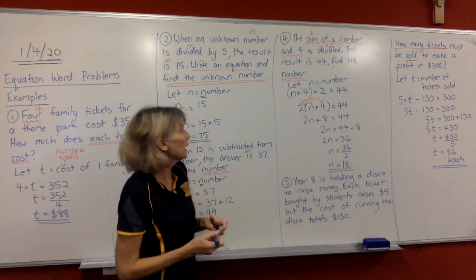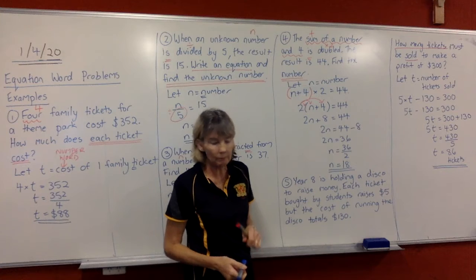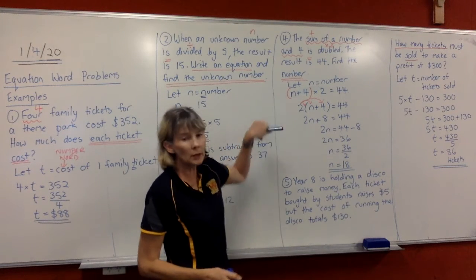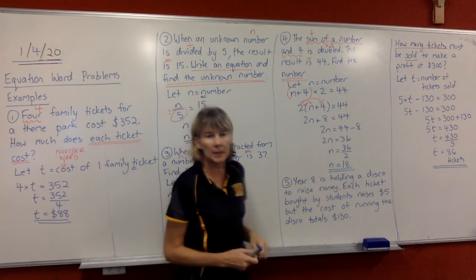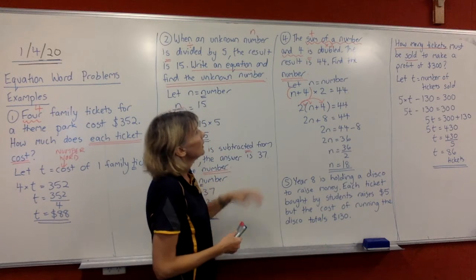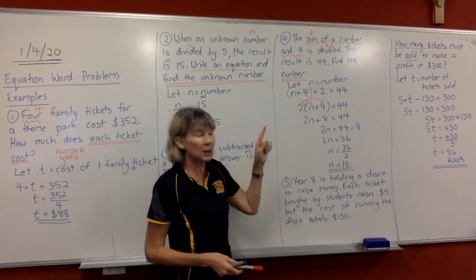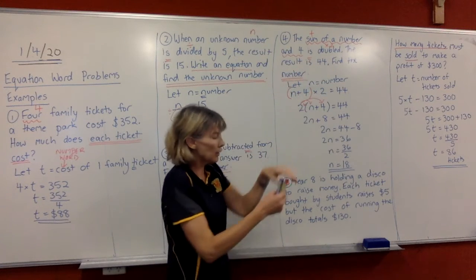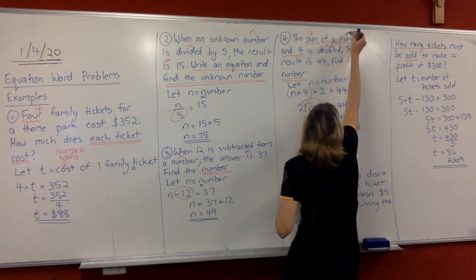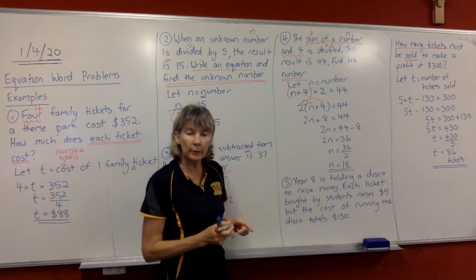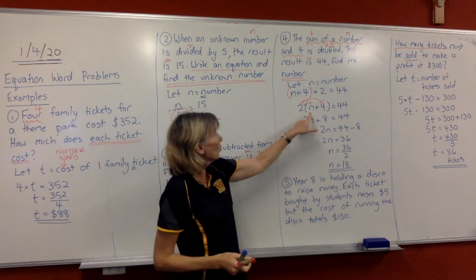Let n equal the number, because that's what we're finding. Okay, now this one's a little bit more complicated and there's a lot of mistakes that are going to be made on this question. Because it says the sum of a number and 4. The word sum means plus. So we're going to get our n and our 4 and add them together, n plus 4.